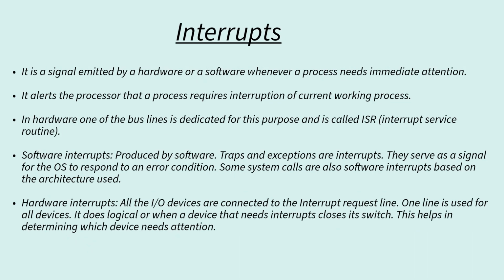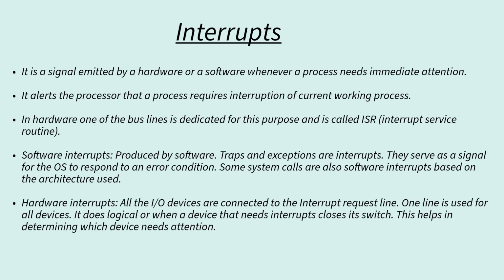Now let's see what interrupts do. It is a signal emitted by hardware or software whenever a process needs immediate attention. It alerts the processor that a process requires interruption of the current working process. In hardware, one of the bus lines is dedicated for this purpose. We have two kinds of interrupts, software interrupts and hardware interrupts. Software interrupts are basically traps and exceptions, or maybe system calls are also called software interrupts, like open, read, write, allocate memory. They serve as a signal for the OS to respond to these calls.